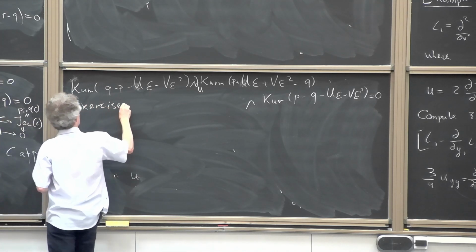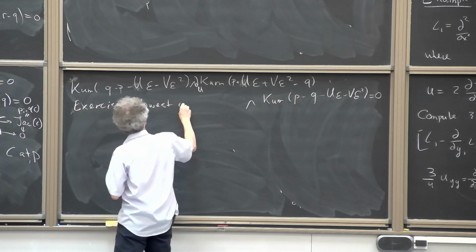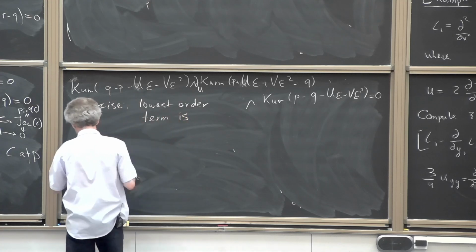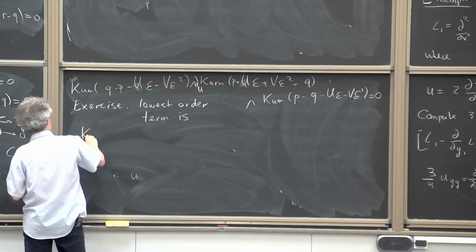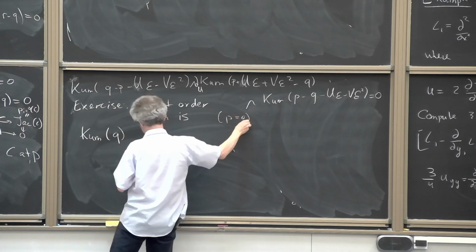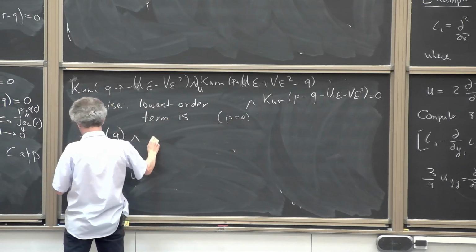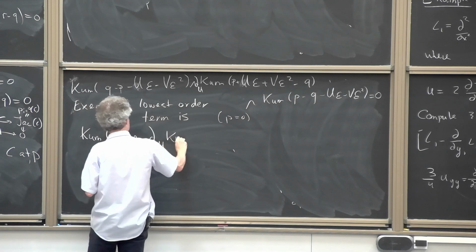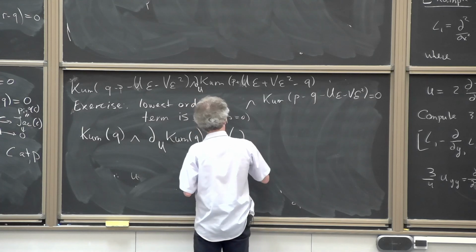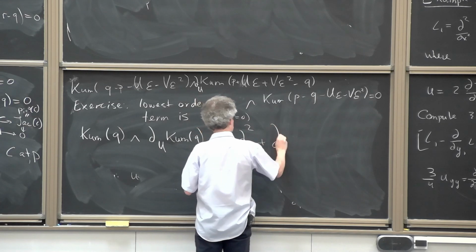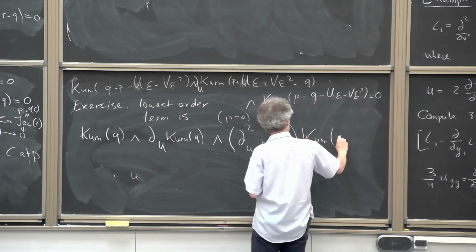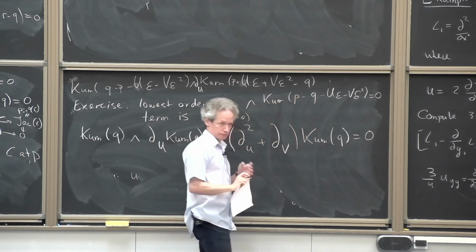Expand, and this is an exercise. The exercise is to say that the lowest order non-trivial term is the following. It says the Kummer image of Q, so here I've set P equal to 0, wedge the derivative with respect to U of the Kummer image of Q, wedge the second derivative with respect to U plus the first derivative with respect to V of the Kummer image of Q is 0. Okay.